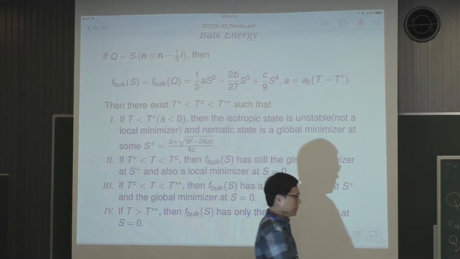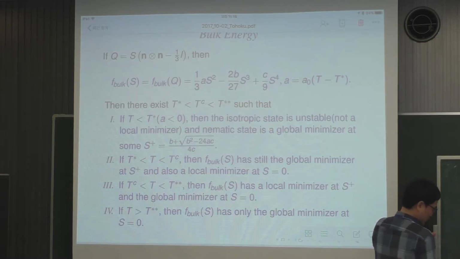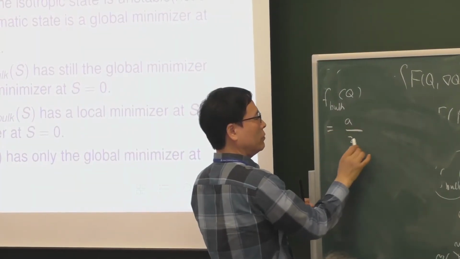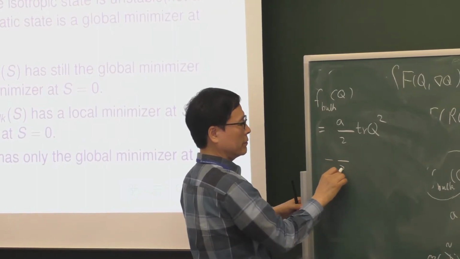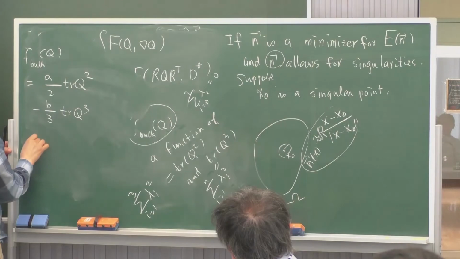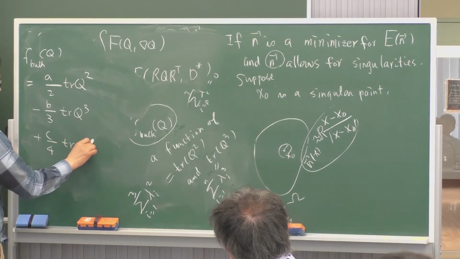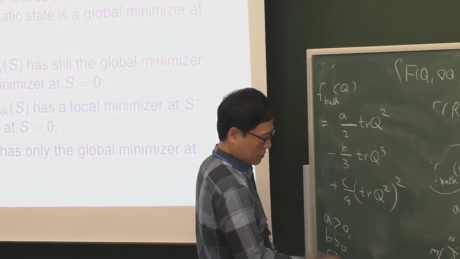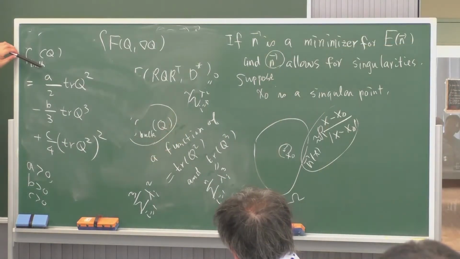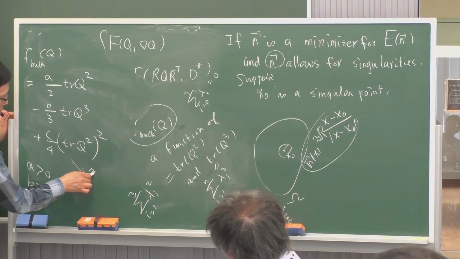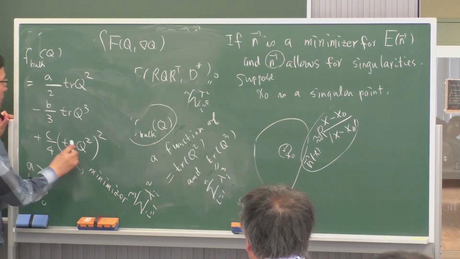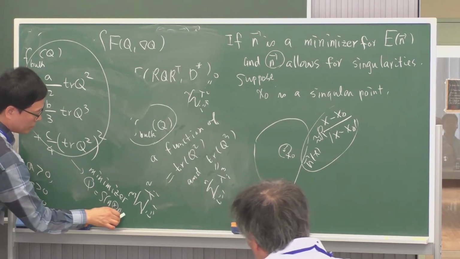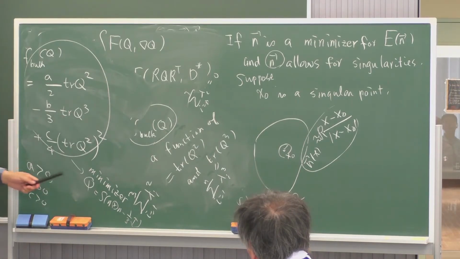So bulk energy, I gave you the definition, F bulk. F bulk of Q is simply A over 2 trace Q squared minus B over 3 trace Q cubed plus C over 4 trace Q squared, squared. So we mostly assume A, B, C are positive. Then when you minimize this, the minimizer Q actually looks like S times n tensor n minus 1/3 identity. This is uniaxial.